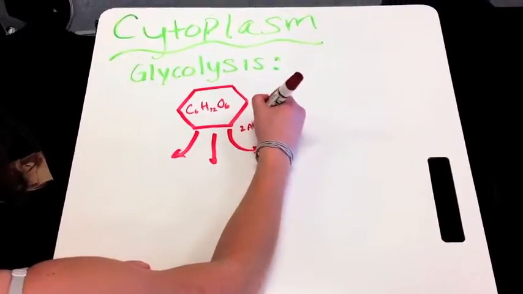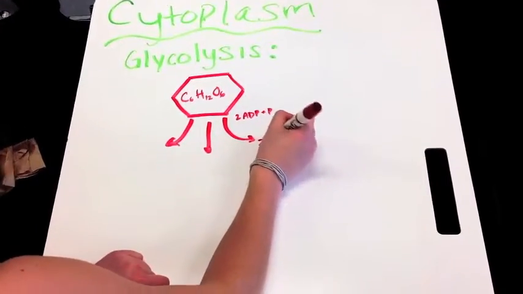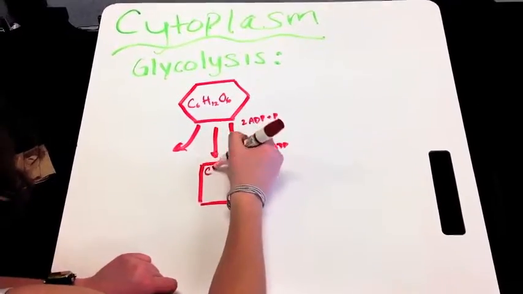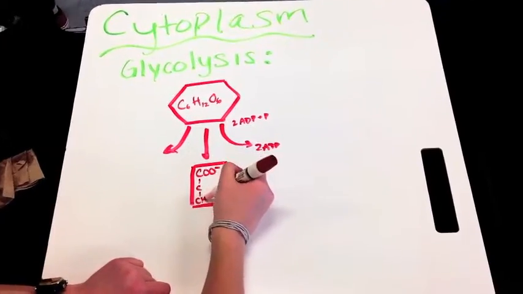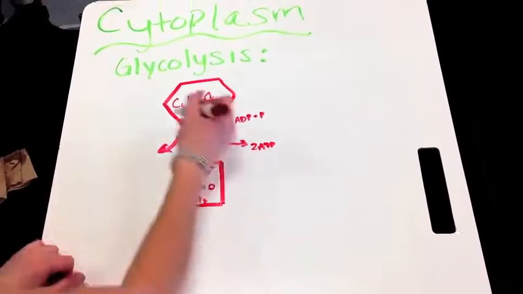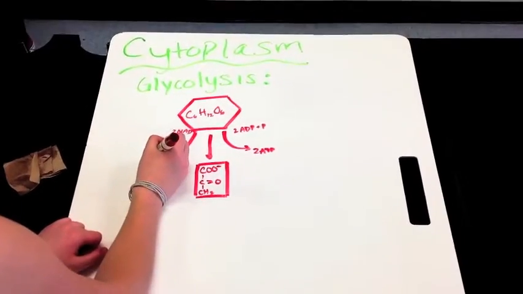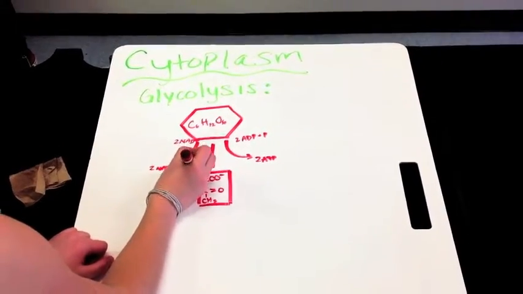The first step is the addition of a phosphate group to 2-ADP to create 2-ATP. The following is an organic molecule known as pyruvate. 2-pyruvate is created, and lastly, 2-NAD is converted into 2-NADH.